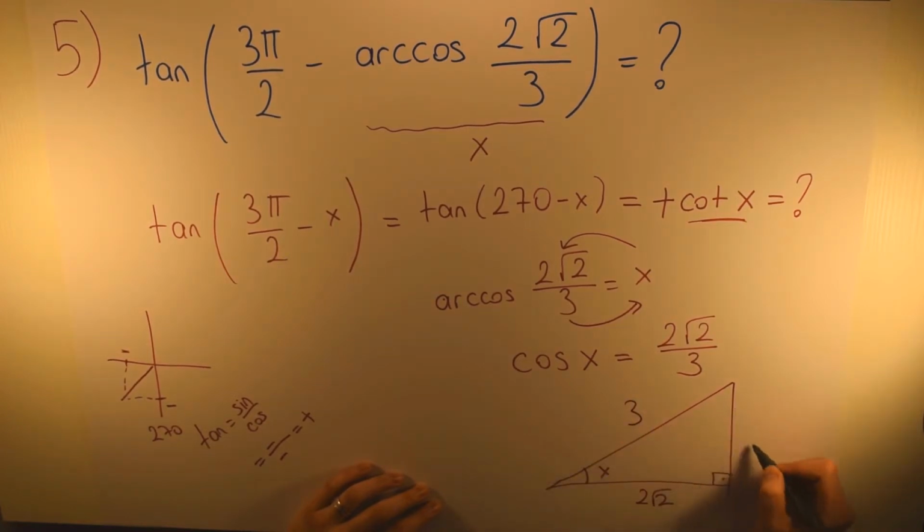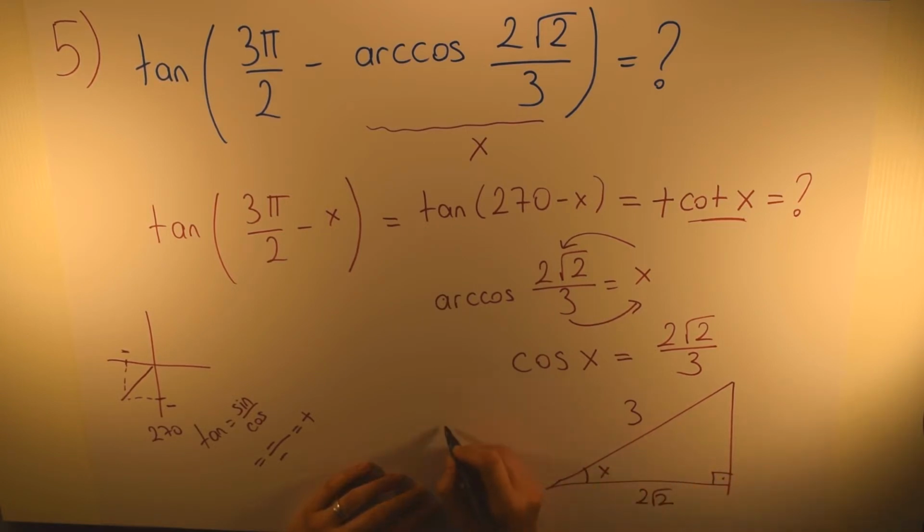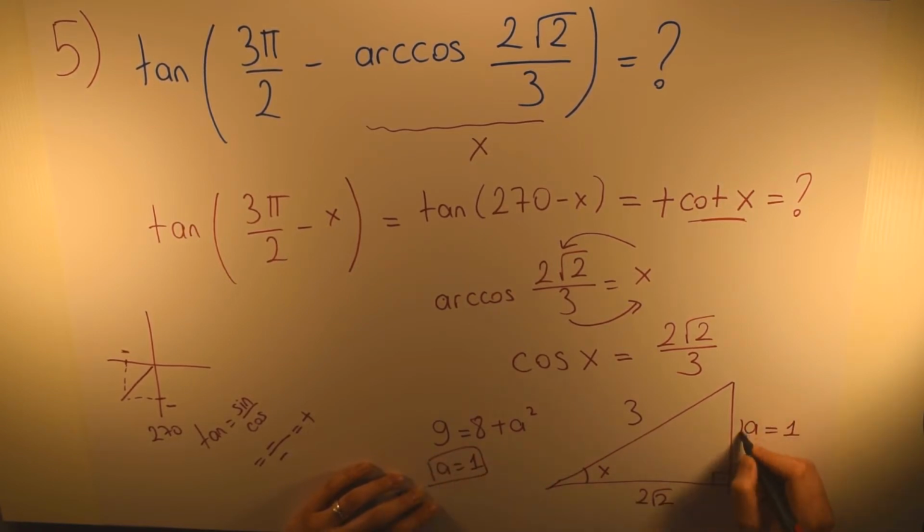So I can find this other side also. It will be 9, because 3 squared is equal to 2 square root of 2 squared, which is 8, plus, let's say here is a squared. So here we will find the value of a is equal to 1. So this side is equal to 1.